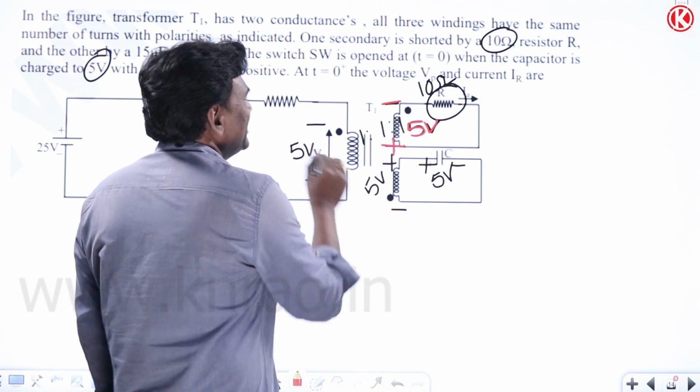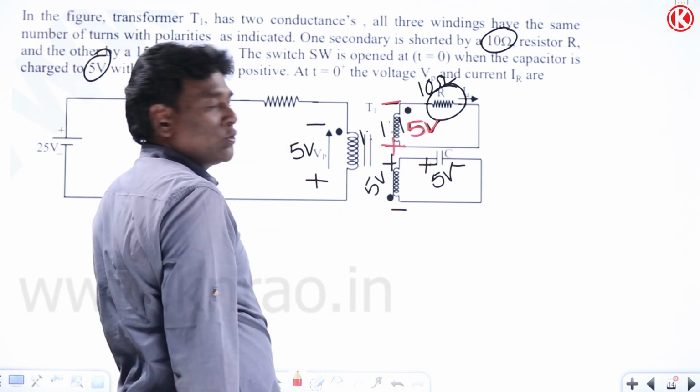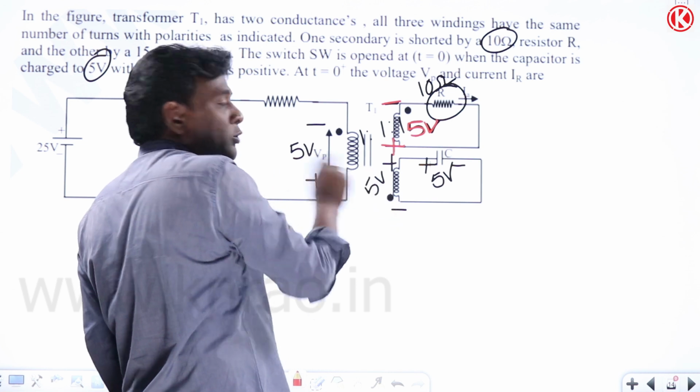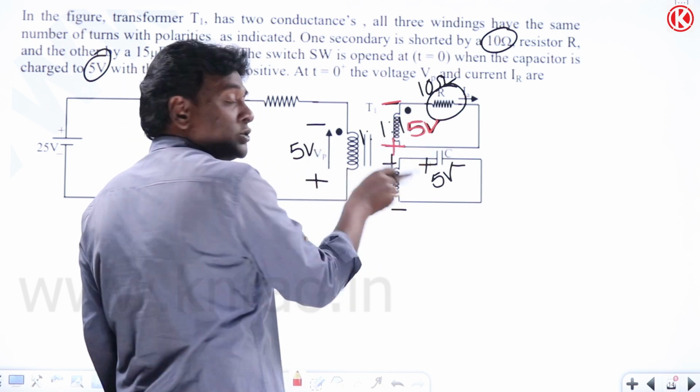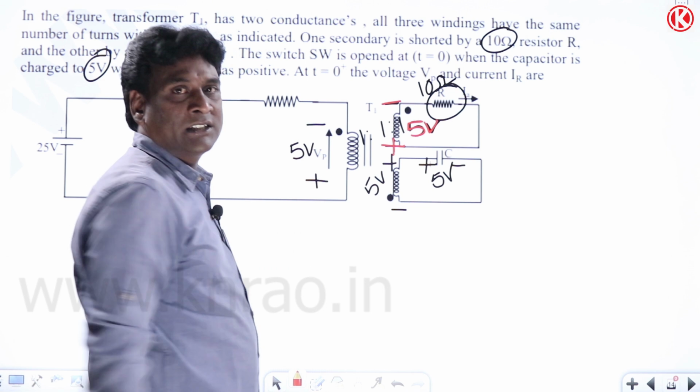Okay, and so once the switch is open, how much will be the voltage across this? 5 volts only. How much will be the voltage across this 5? Or the voltage across this is 5.